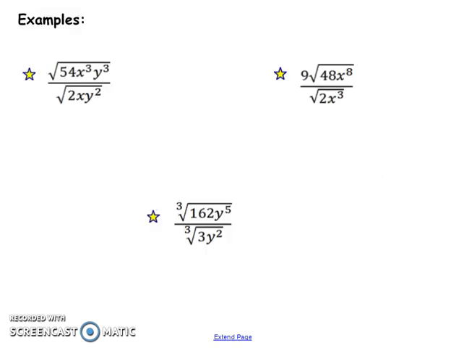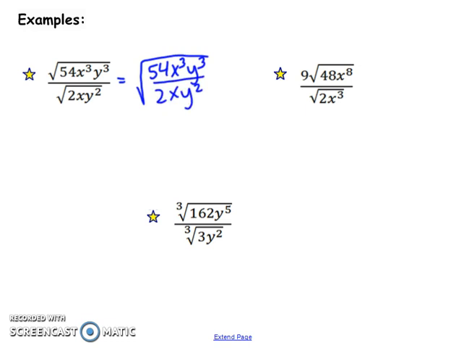So if we look at these examples, we know how to rationalize denominators by multiplying by the radicals to get rid of them. But if we rewrite them as giant radicals, we can simplify using our exponent rules. So the square root of 54 x cubed y cubed over the square root of 2x y squared, we can rewrite this as like a giant square root. So 54x cubed y cubed over 2xy squared. So now we're just going to simplify these exponents.